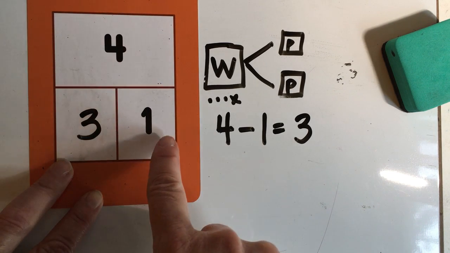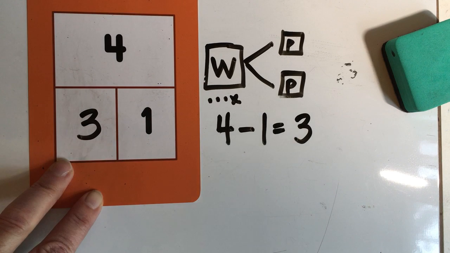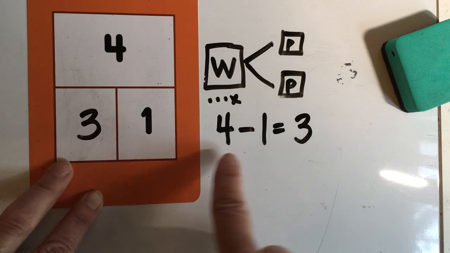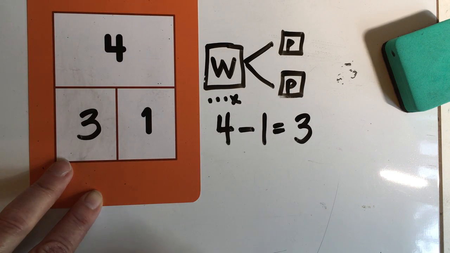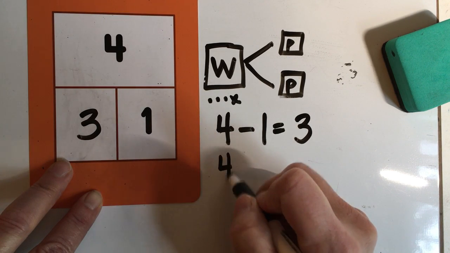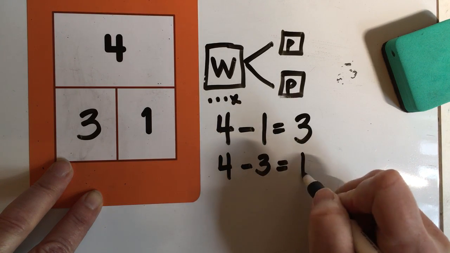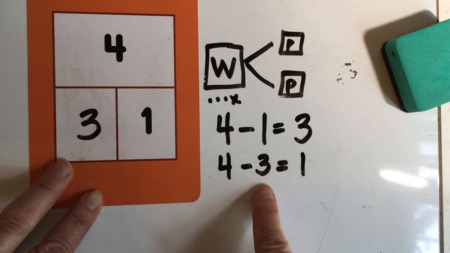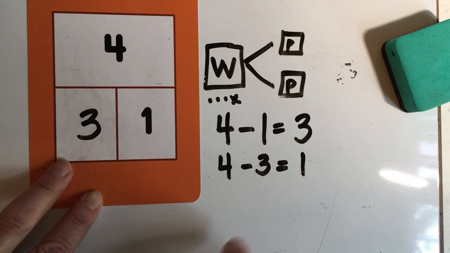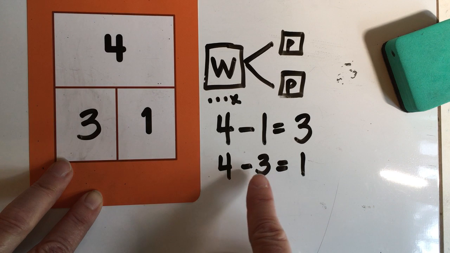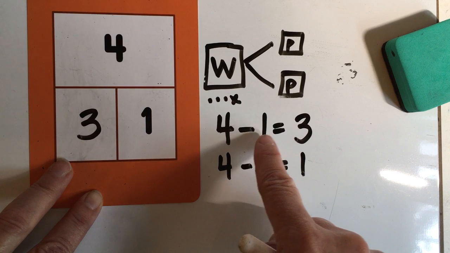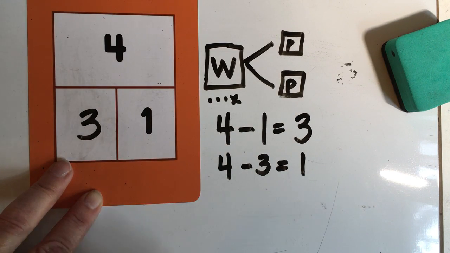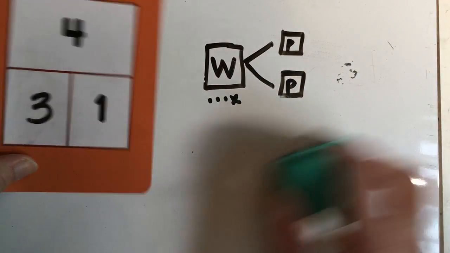And I know that 4 take away 1 equals 3. 4 minus 1 equals 3. Can you read that number sentence to me? Good. And the number bond card helps remind me that I can also say this. Read that to me. Yeah, because I have the whole and I take away one part, I'm going to get the other part. Excellent. Okay, before I leave you, I'm going to show you one more.